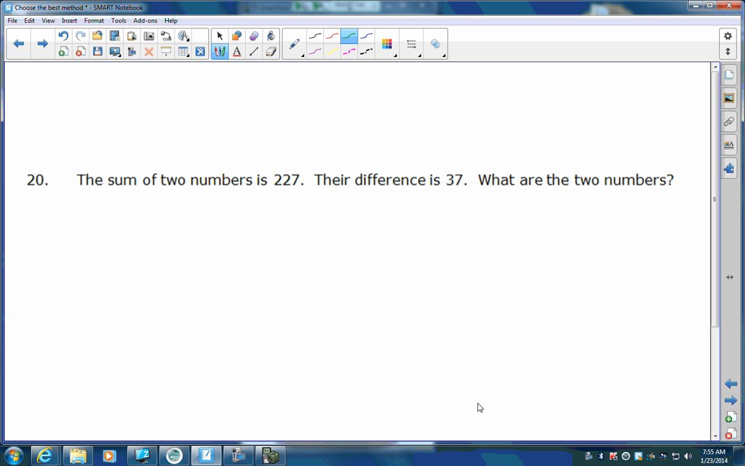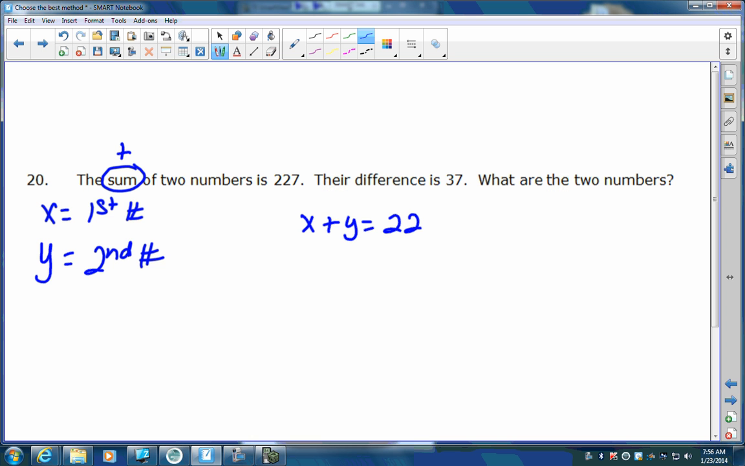Number 20 says the sum of two numbers is 227. Their difference is 37. What are the two numbers? Okay, you're talking about two numbers. I'm going to make X equal the first number, Y equal the second number. I don't have a better way of saying it because I don't know what the numbers are. I just know they're two numbers. What does sum, S-U-M, mean? It means plus. X plus Y equals 227.